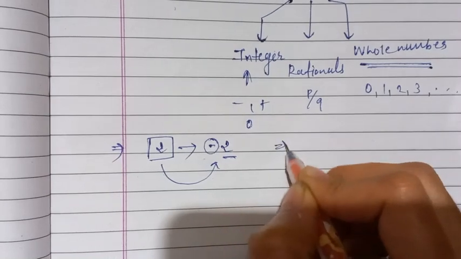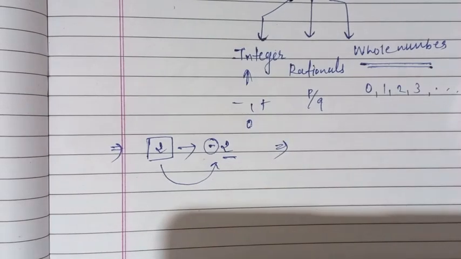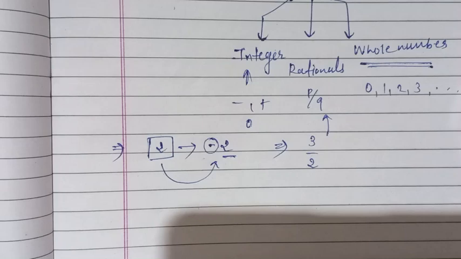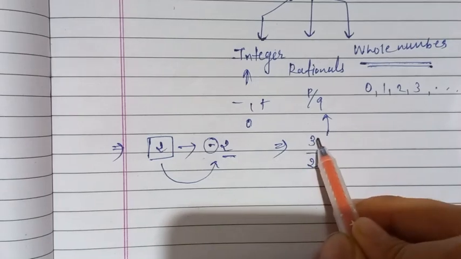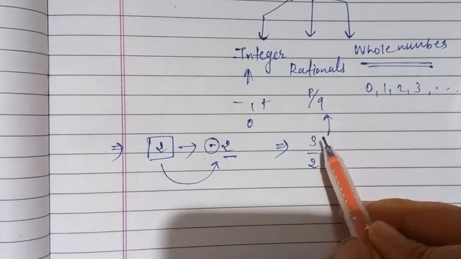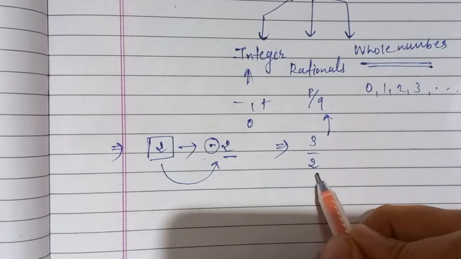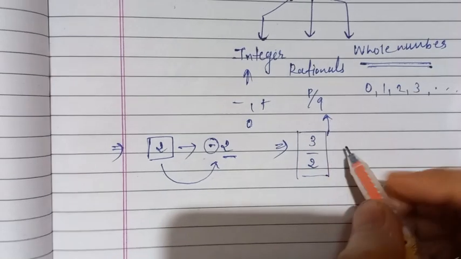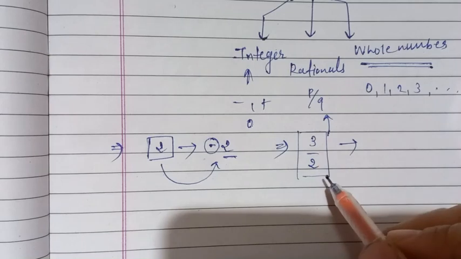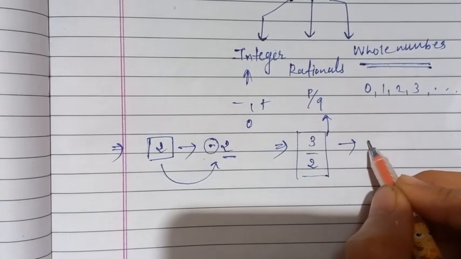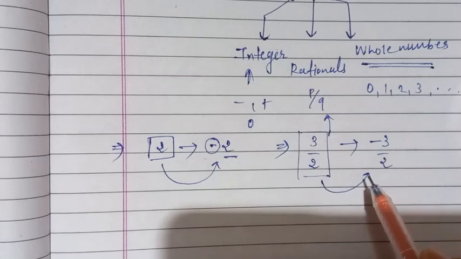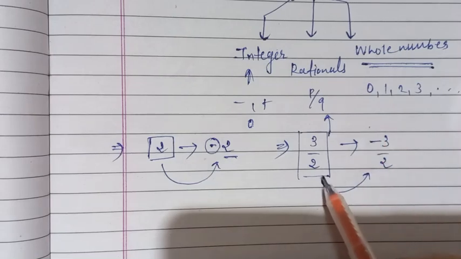Whichever number you have, you can make its negative. As an example, let's say 3 by 2. This is a p by q form number, and we know that in p by q, p is the numerator. The numerator can be negative, 0 or positive, but the denominator is always positive. So if we want to make this 3 by 2 negative, we insert a minus sign before the numerator 3. Then this has become a negative number. So this is the negative of 3 by 2.